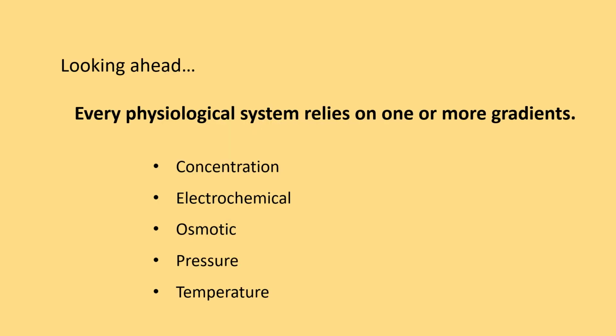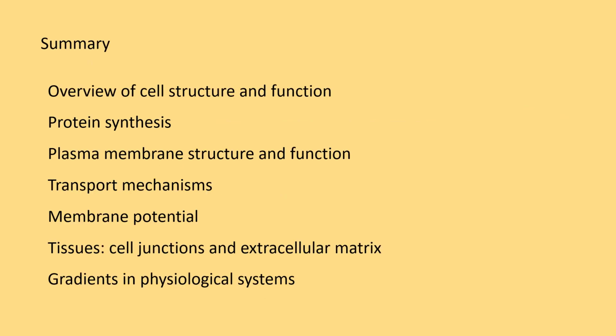So looking ahead, I hope you have an understanding that every physiological system relies on one or more gradients. And so far we've come across some of these: concentration gradients, electrochemical gradients, osmotic gradients we've definitely talked about, and looking ahead, we will eventually include pressure and temperature gradients.